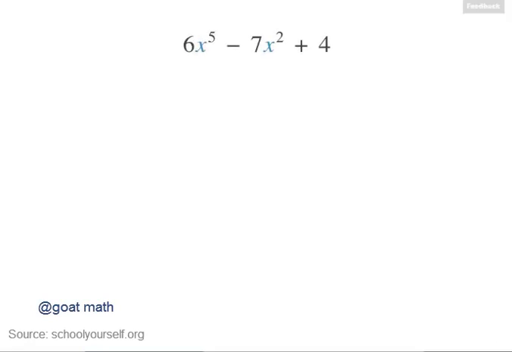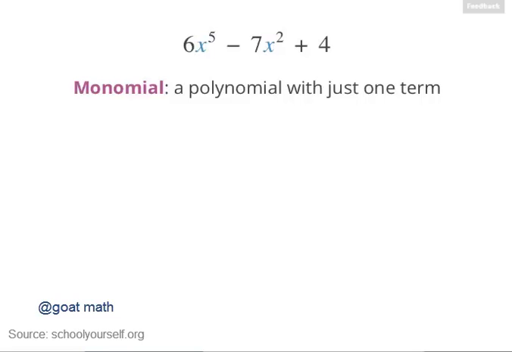Here's an example of a polynomial, 6x to the 5th minus 7x squared plus 4. Now, a monomial is a specific kind of polynomial. It's a polynomial with just one term. So if we had just 6x to the 5th, a single term with a coefficient times a variable to a power, that's an example of a monomial. And negative 7x squared would be another example of a monomial. And the same goes for the number 4 by itself.